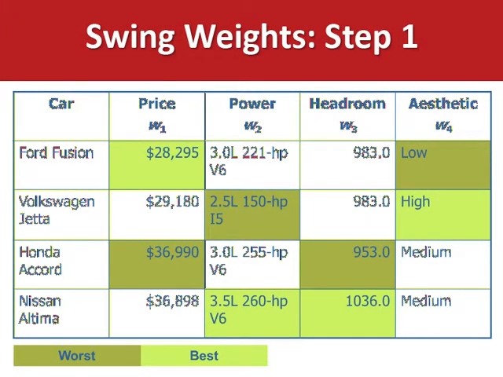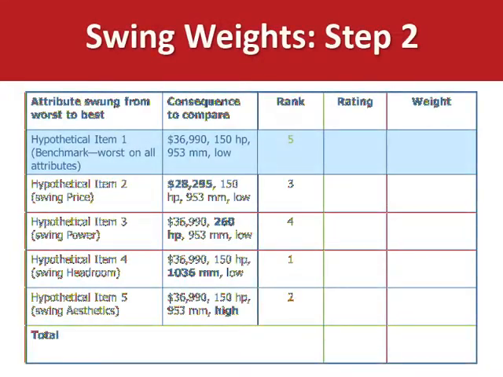The first step in swing weights is to get a sense of the range for each attribute. For example, we can look at price and we can see our best price, that is our lowest price, is around $28,000, whereas our worst price is closer to $37,000. So in order to construct our concrete alternatives in the next step, we need to know what range is taken on by each attribute. The starting point of a swing weight matrix is to create what's called a benchmark item.